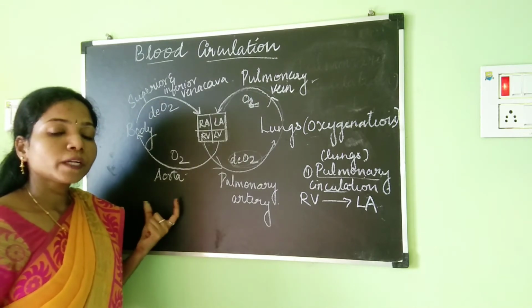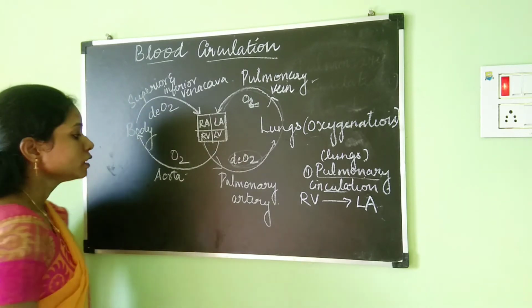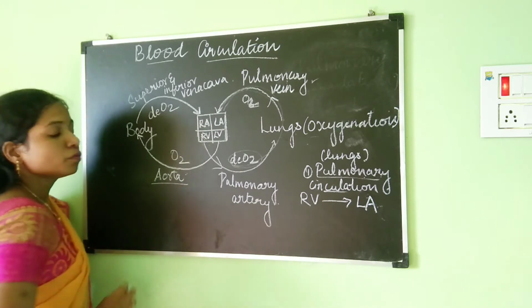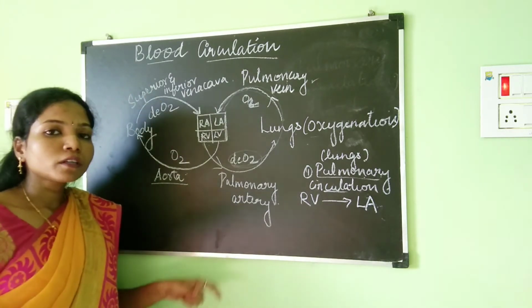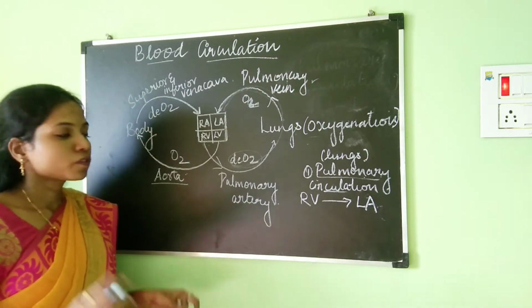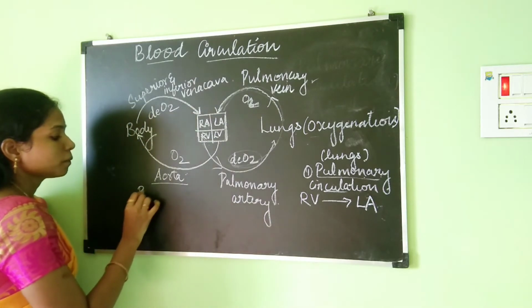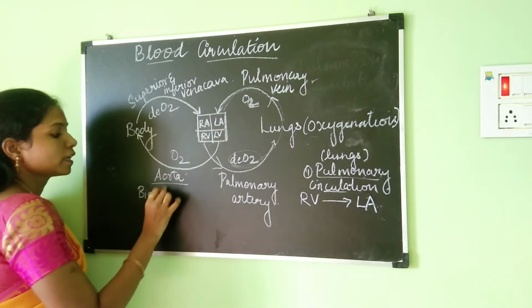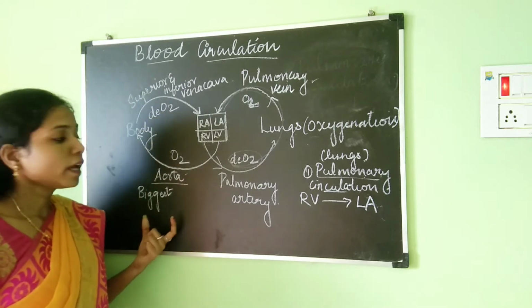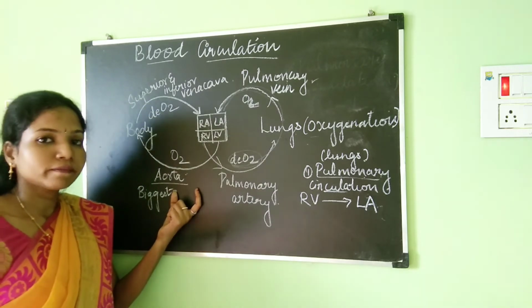Aorta is the biggest blood vessel in our body, because the aorta pumps the blood to all the parts of our body with great pressure. That is why the aorta is the biggest blood vessel in our heart. And the walls of the aorta are very, very thick.